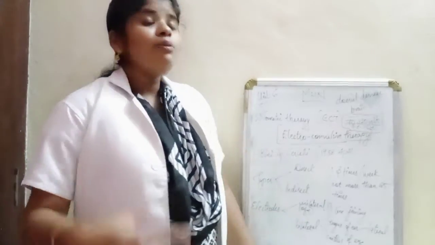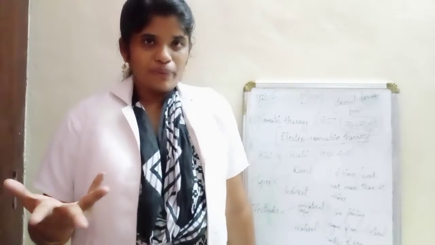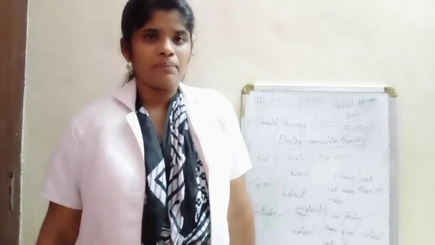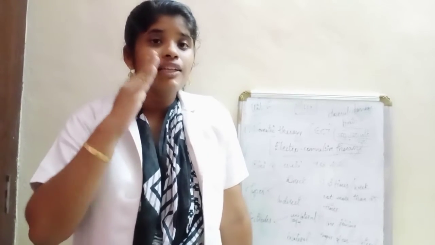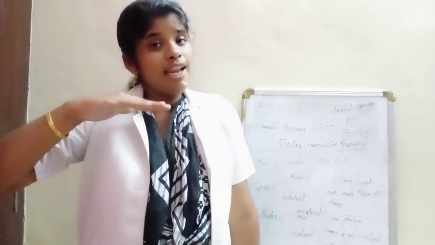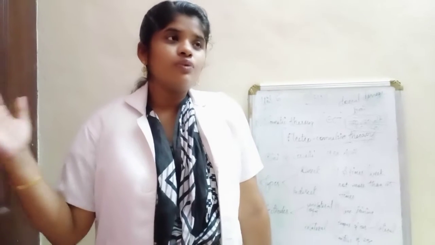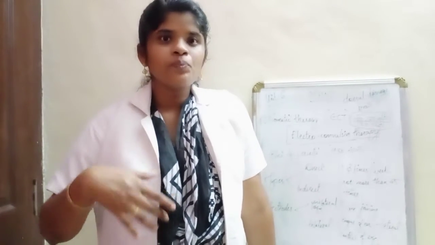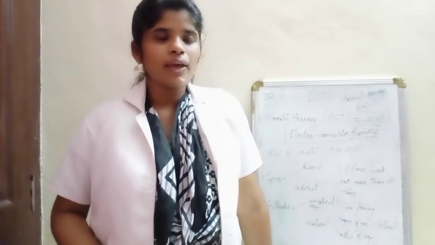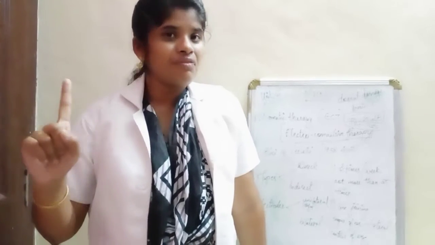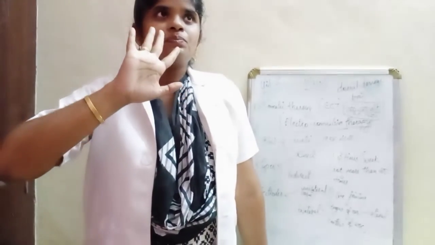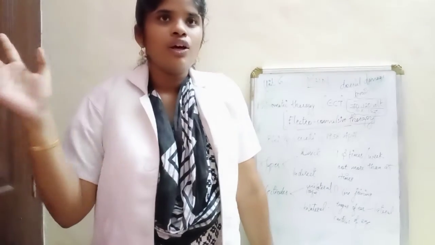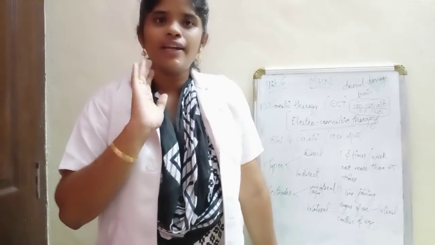Now, how many times can we give ECT to a patient in the whole lifetime? At first, we can give it 3 times in a week. Later on, we can give it once in a week, or twice in a month. But not more than 25 times in the person's whole lifespan. Not more than 25 times.